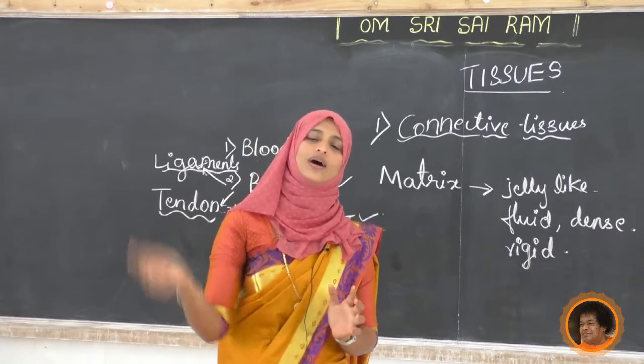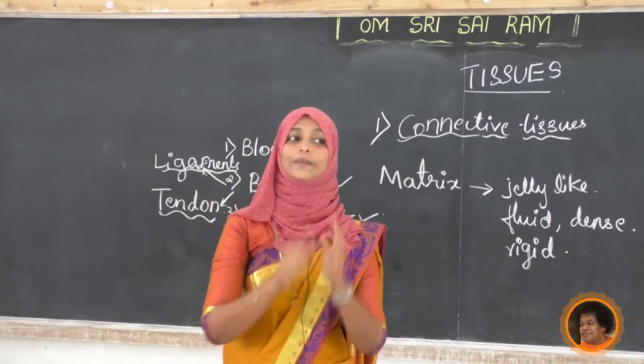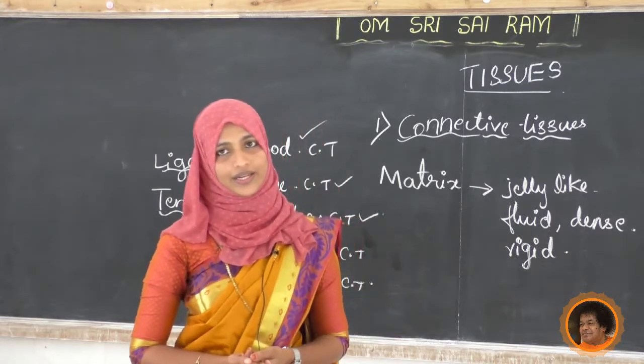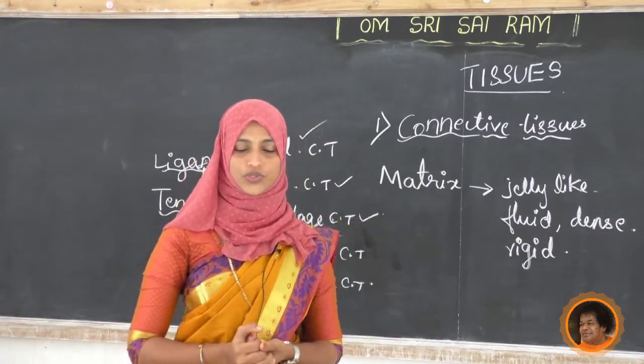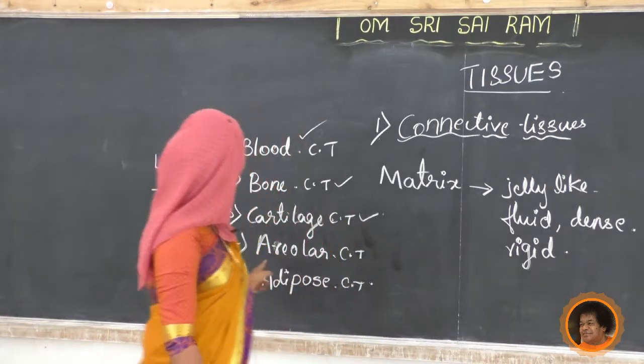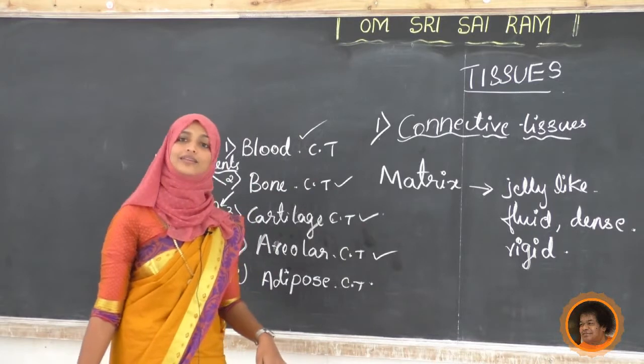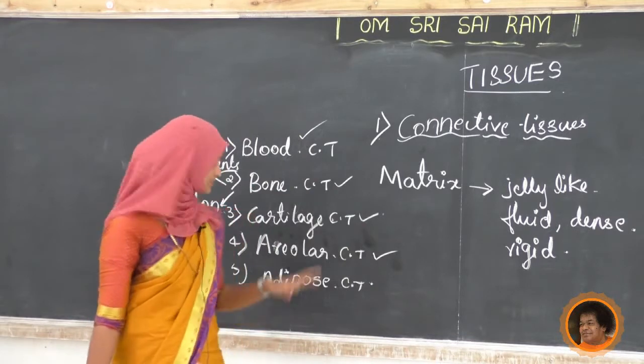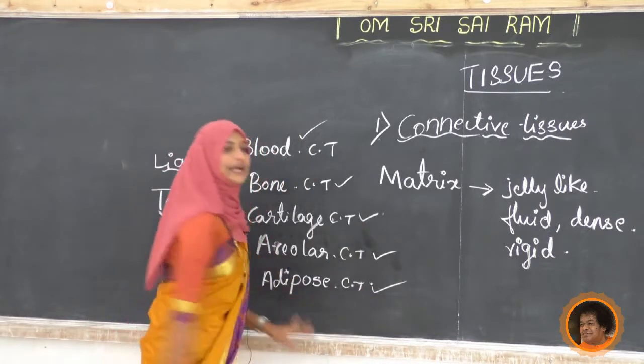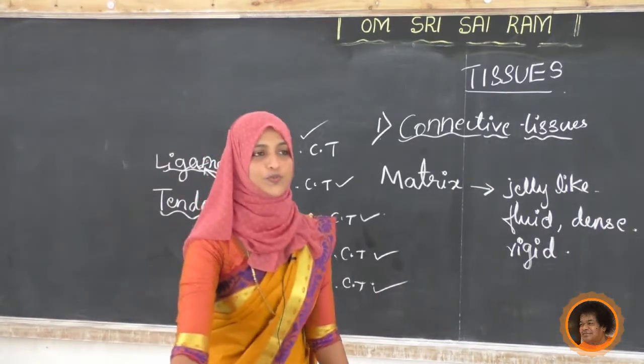And it also helps in the repair of the tissue. Okay, repair of the tissue. So we have completed areolar connective tissue. Where is it found? Yes, in between the skin and muscle. Next we will move to the adipose connective tissue.